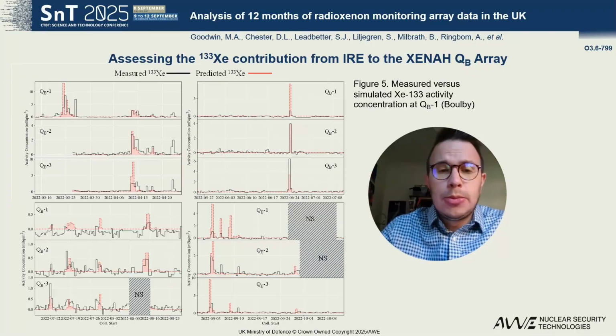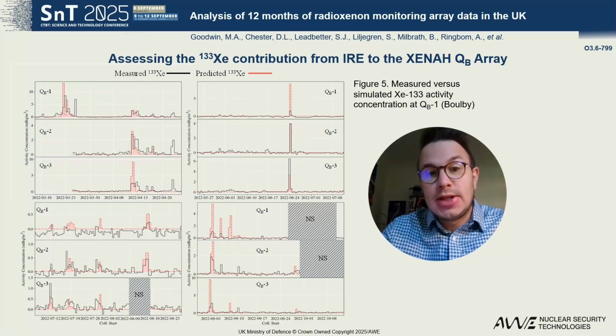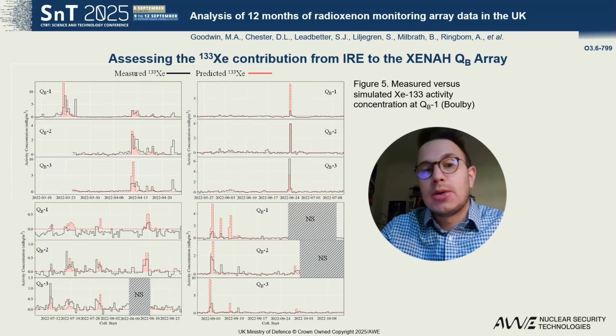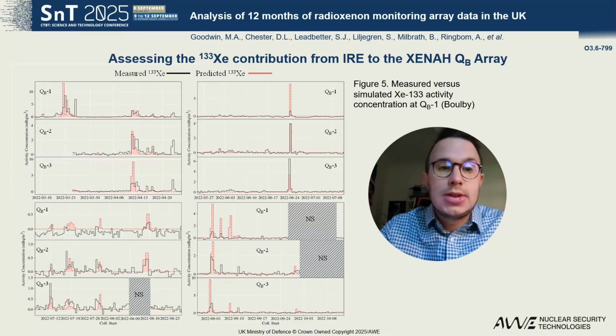So when a plume arrives as predicted from IRE, and we get detections at the same time, it's very clear to the eye and very useful to be able to see that those detections, whilst the magnitude may be slightly off, are most likely related to the releases from IRE. It's also perhaps even more beneficial to see where there are measured detections with no simulated contribution from IRE, and these prompted further analysis.